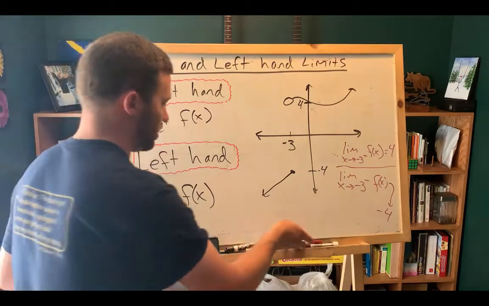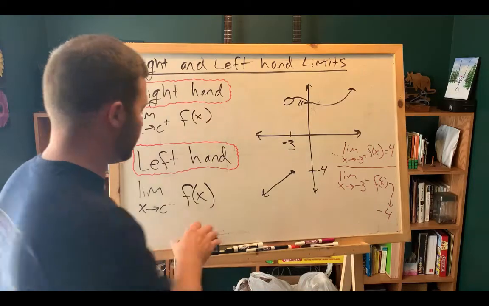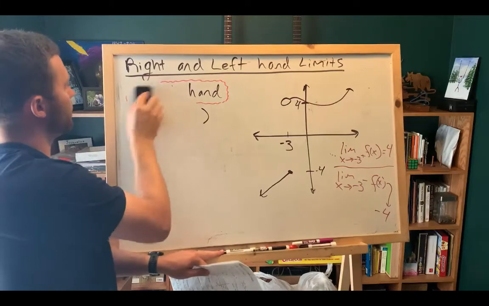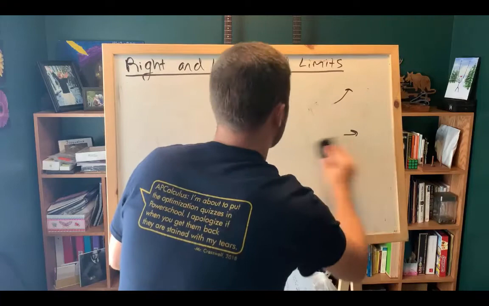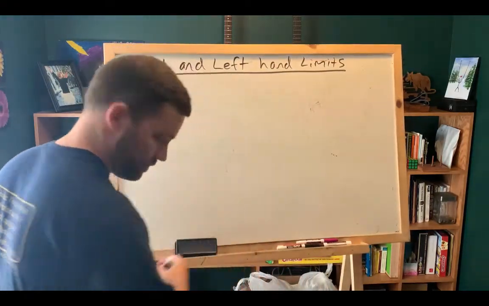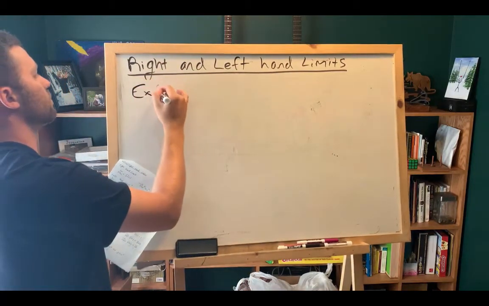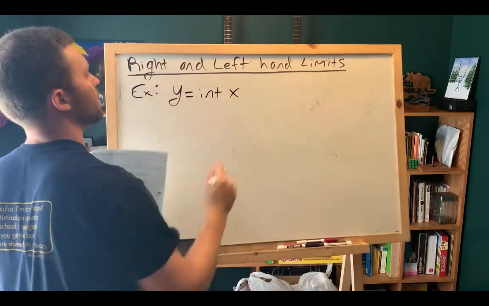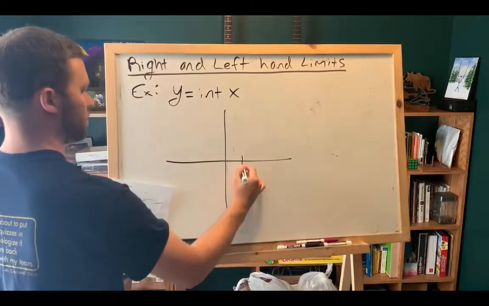Now, there are certain situations where this can come up. Lots of times it's piecewise defined functions, but not all the time. For example, we might have y equals int of x. This is the greatest integer function. And if you don't remember the greatest integer function, let's make a little graph here.